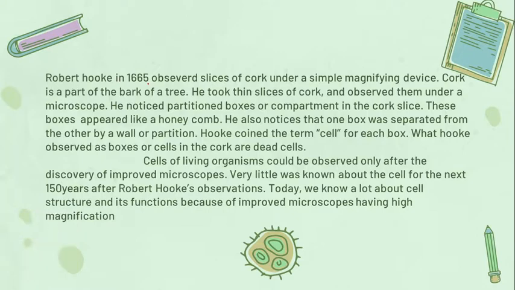So Robert Hooke in 1665 observed slices of cork under a simple magnifying device. Cork is a part of the bark of a tree. He took a thin slice of cork and observed it under a microscope. He noticed partitions, boxes and compartments in the cork slice.